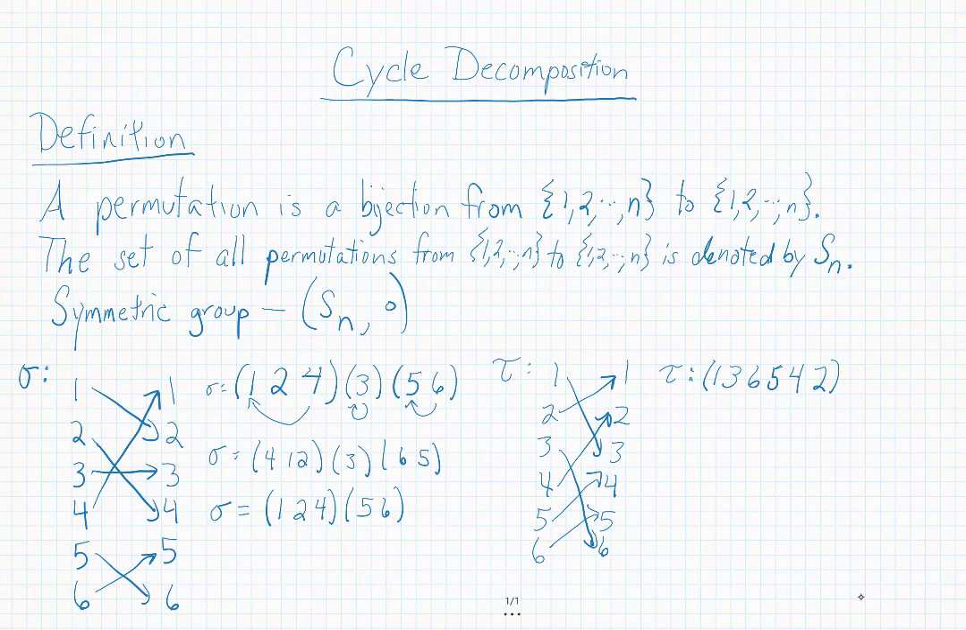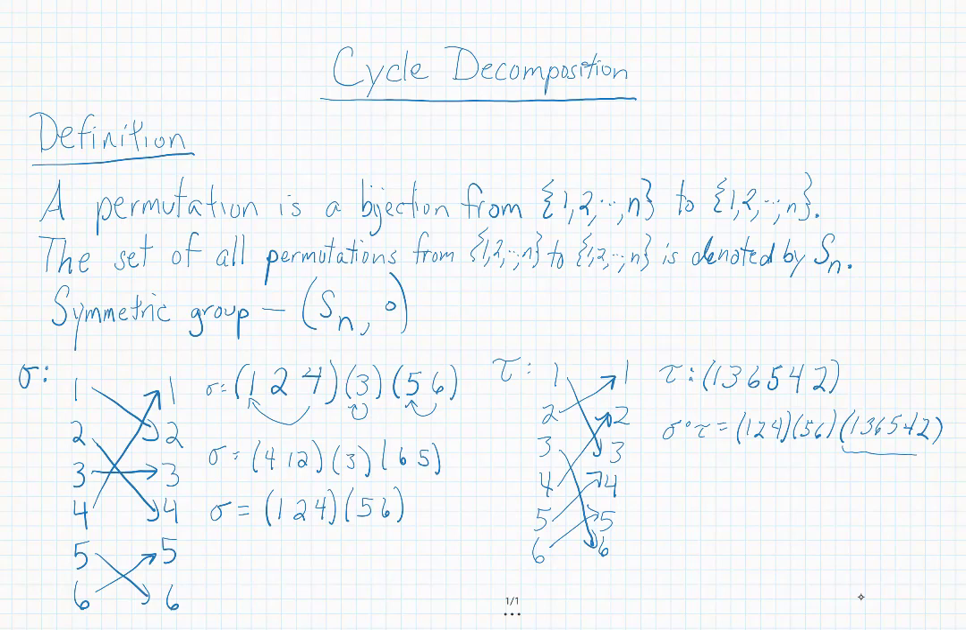Now, if we wanted to figure out this composition, so say we did sigma composed with tau. Well, notice that equals, we'll write the shorthand notation, 1, 2, 4, 5, and 6. And then composed with tau, so we're going to start with tau. That's 1, 3, 6, 5, 4, 2. So what actually happens?